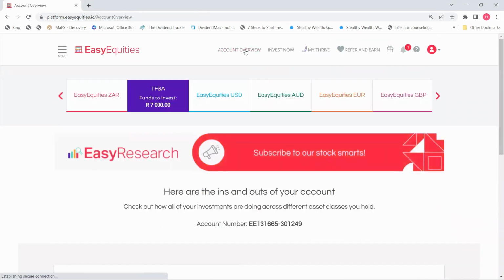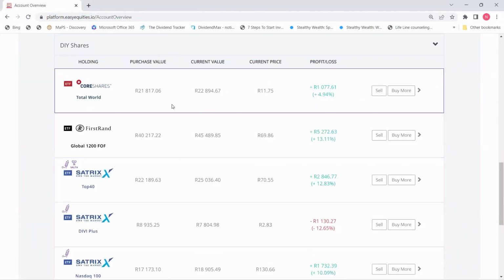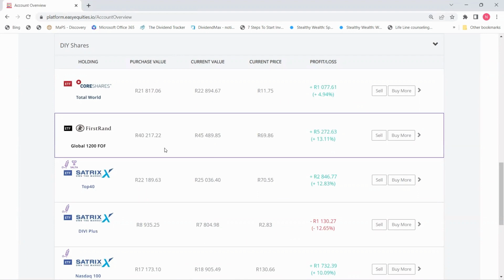Account overview again, all holdings. Okay, it's gone through. So now the purchase value is at 21,817 Rand. The next ETF that I'm buying is the FirstRand or FNB Global 1200. That is a basket of about 1,200 shares from 30 countries in the developing part of the world as well as the developed part of the world.